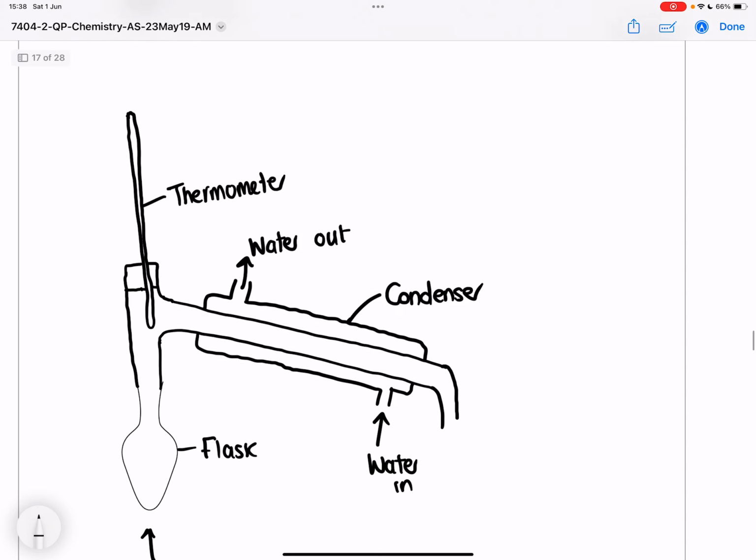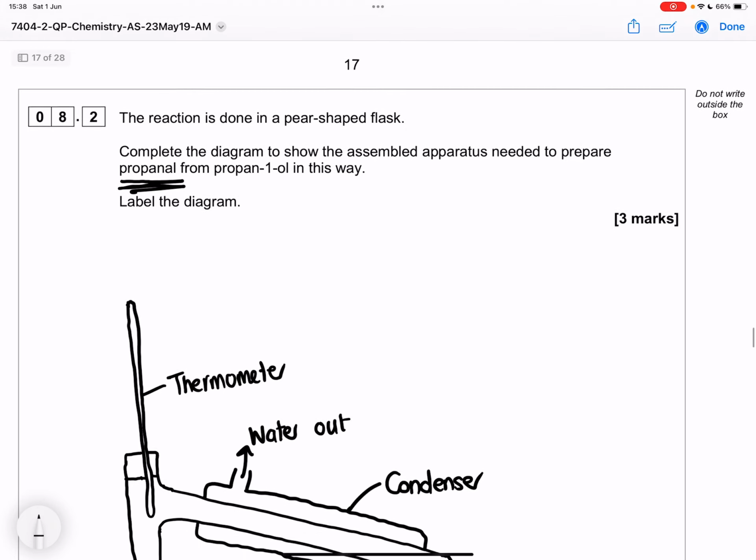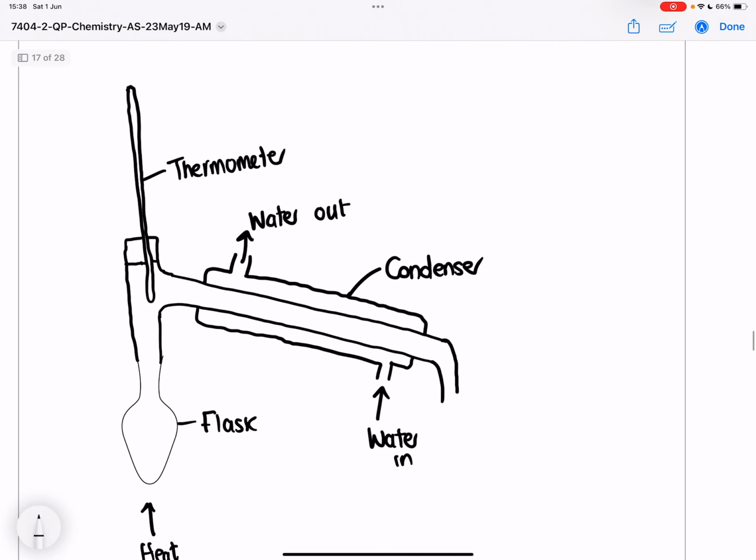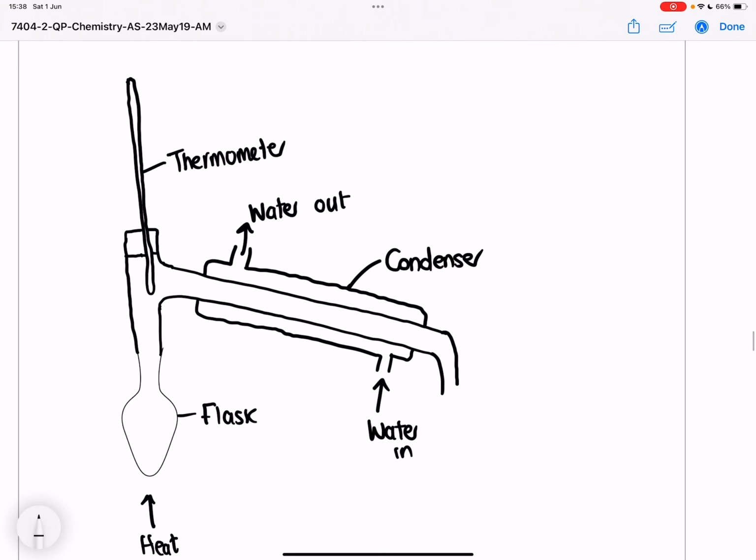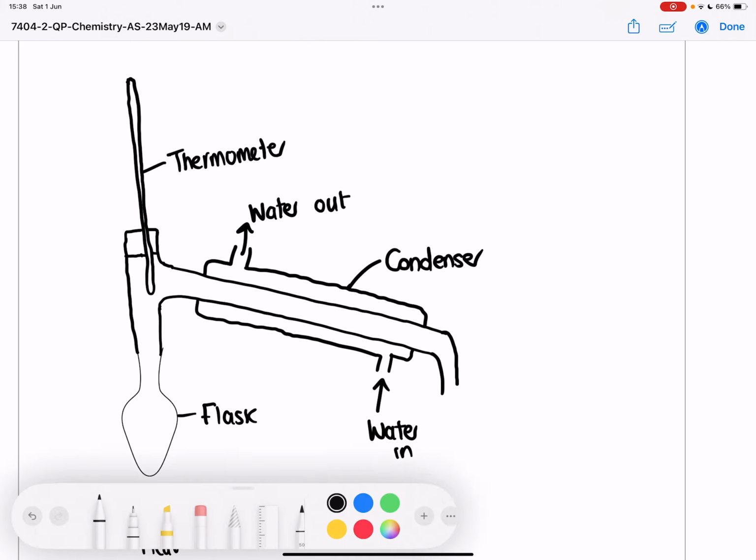It asked us to complete the diagram and label the diagram. So we've got the condenser labelled, we've got a bit of a downward slope on our condenser, we've got water coming in at the lower end and coming out at the top. There needs to be no gaps. The only gap at the end should be at the far end. If I just circle it with a highlighter here, there needs to be a gap. That's where the pressure won't build up and the propanal can come out. So that's the only opening to the system.